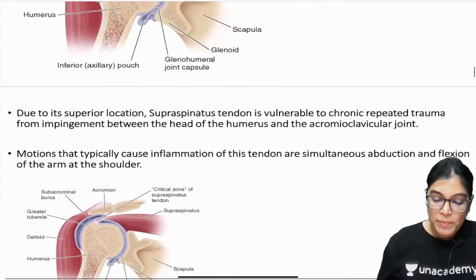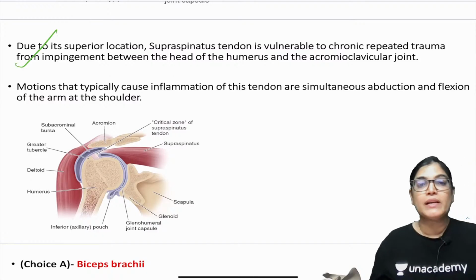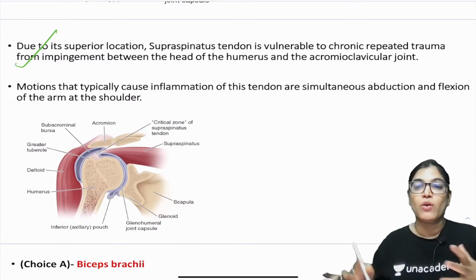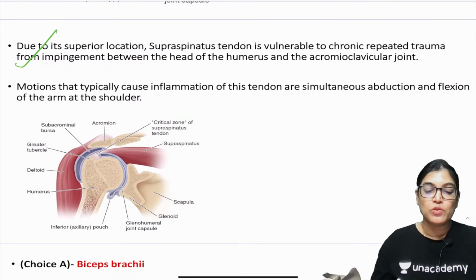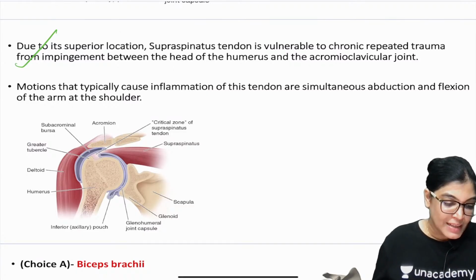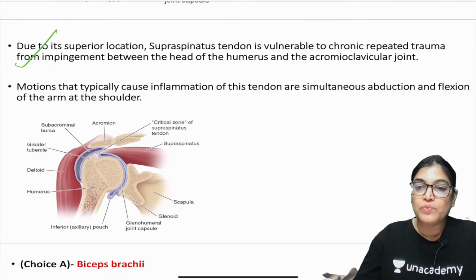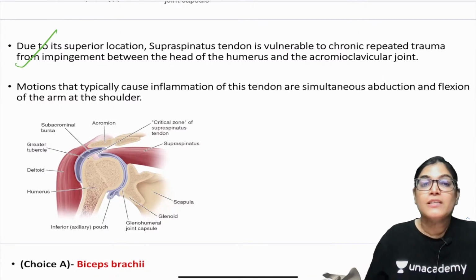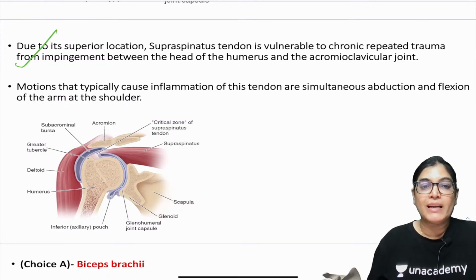Now, the next important point, which is very important: due to the superior location of the supraspinatus tendon, it is vulnerable to chronic or repeated injuries and it gets impinged between the head of the humerus and the acromioclavicular joint. Yes, Tariq Siddiqui, absolutely right. He is absolutely right that 0 to 15 degrees of abduction, the initiation of abduction, is done by which muscle? Supraspinatus muscle. So that was the maneuver which was performed by the physician also.